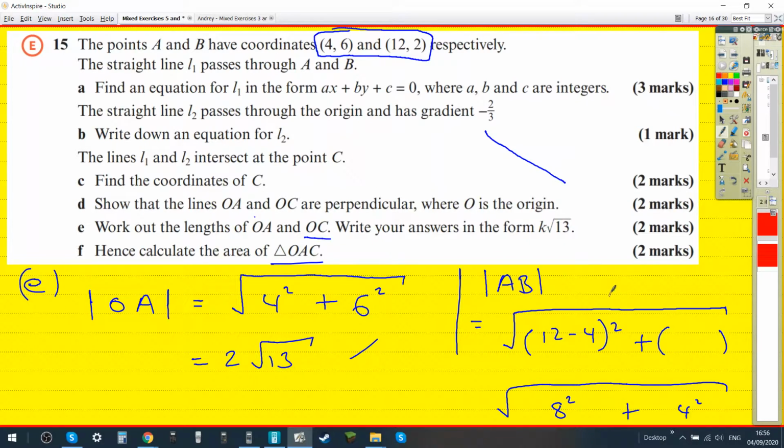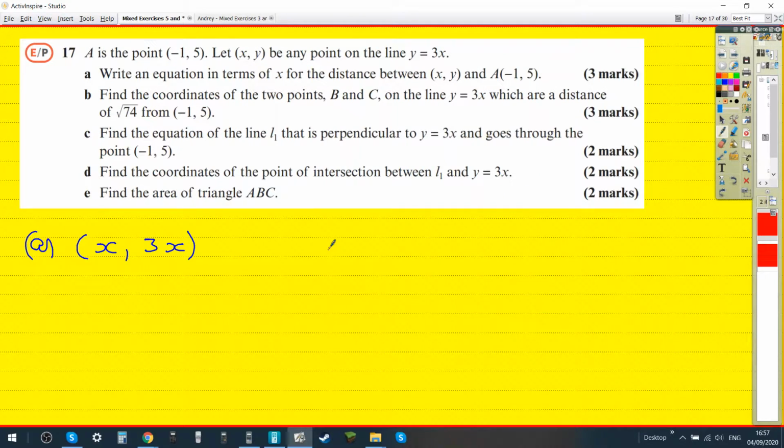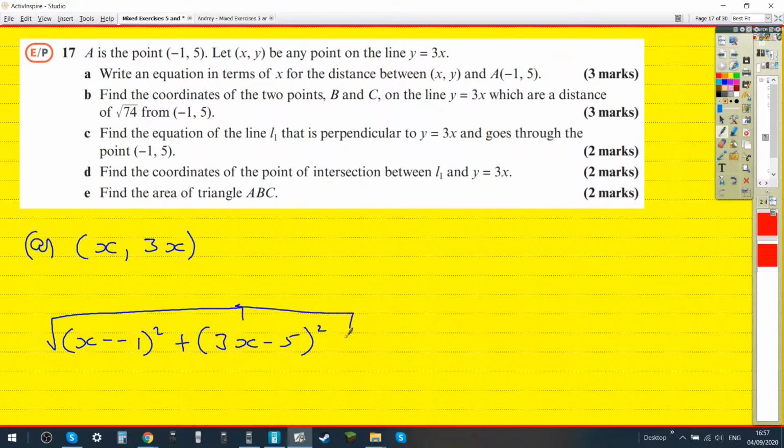And the way you get that is x2 minus x1 and y2 minus y1. Yeah. And then you square them and square root it. So similar idea for this one. So here am I doing the square root of x minus 1 squared plus y minus 5 squared? Sorry, 3x minus 5. Yeah. Even better. Minus 5 squared. Square root it.